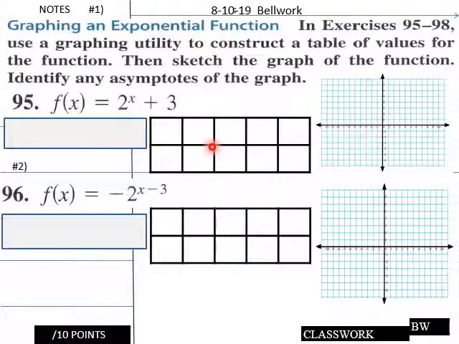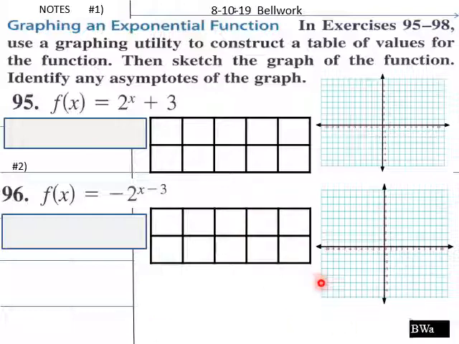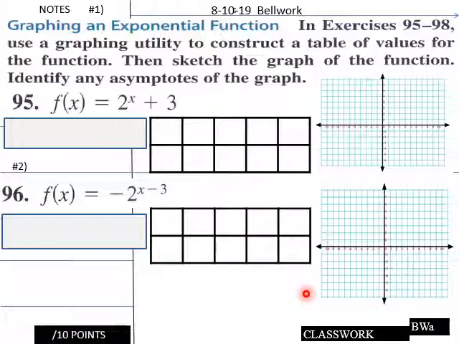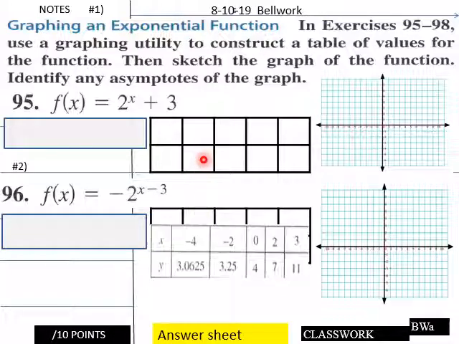Today's bell work is to use a graphing calculator to construct a table of values for the function, then sketch the graph of the function, identifying the asymptotes of the graph. So we have this one here, students, and this one here. Give your students 5-6 minutes for that. Okay, welcome back for your solutions for today's bell work.